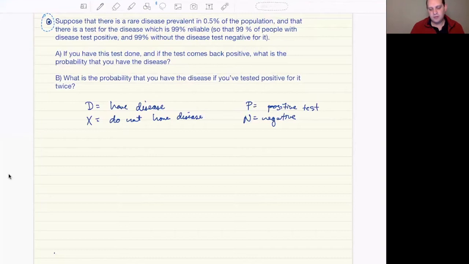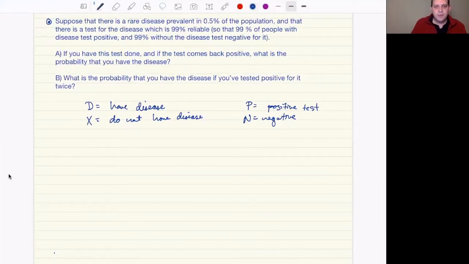It's prevalent in only 1/2 of 1% of the population. So 1 out of every 200 people has the disease. And there's a test for it, which says that the test is 99% reliable. What that means is that 99% of the people with the disease test positive, and 99% of the people without the disease test negative, which is very good for a test.